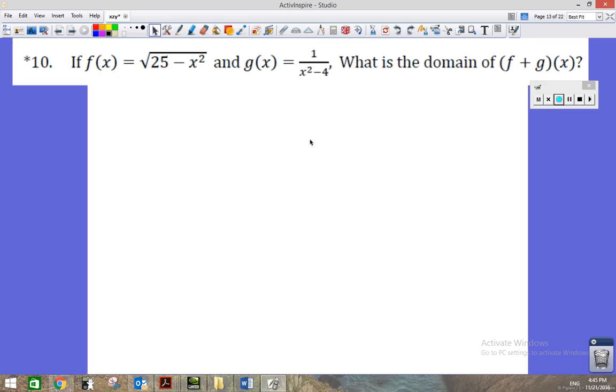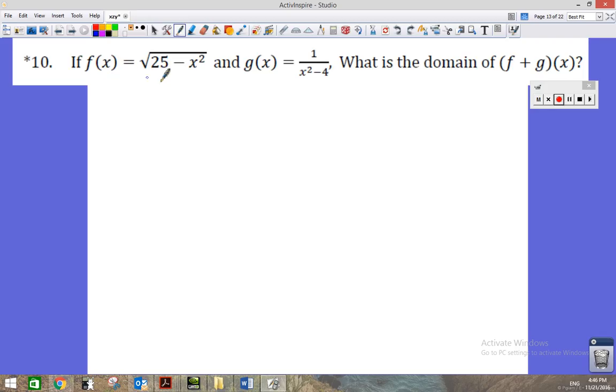We've seen the idea of a union where you're in this interval or you're in a second interval, but with the idea of intersection, you have to be in the domain of f and be in the domain of g to be in the domain of this intersection f plus g.